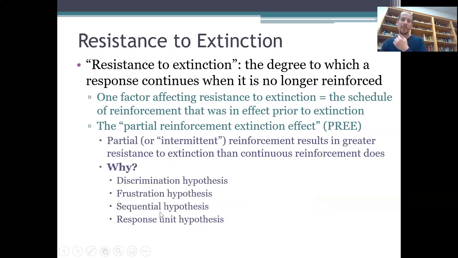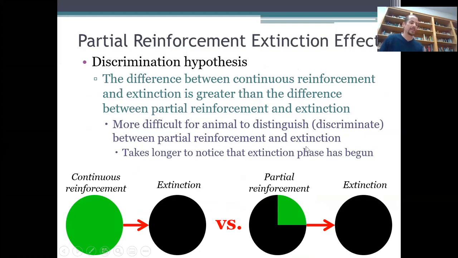There are basically 4 ideas that I need to talk about here. And first of all, one idea on this is what's known as the discrimination hypothesis, which basically suggests that the beginning of the extinction phase is just easier to notice after continuous reinforcement than it is after partial reinforcement. Continuous reinforcement, in other words, makes it easier for the animal to discriminate between acquisition and extinction.